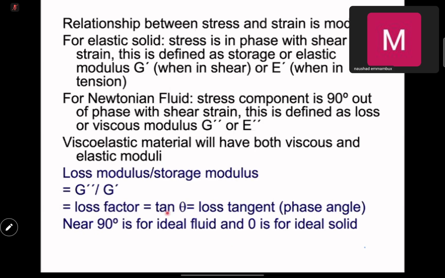which is tan delta. So it means that for a completely Newtonian material, there will only be the G double prime. That's why the loss tangent will be infinite, and the phase angle is 90 degrees.